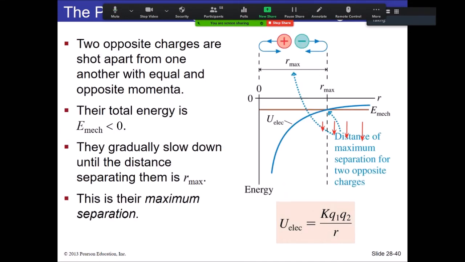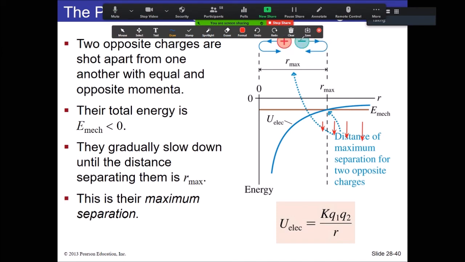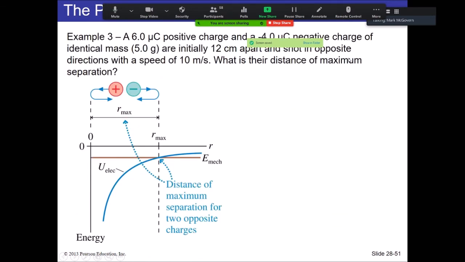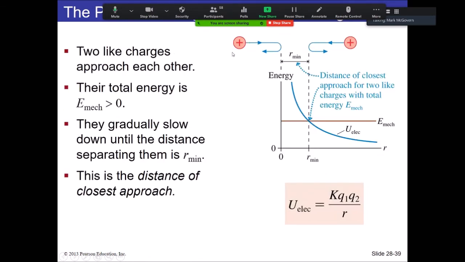Let's move on. Now the negatives. By the way, if this is for like charges, I show positives here, right? It wouldn't be any different if you had negatives. It would be the same.